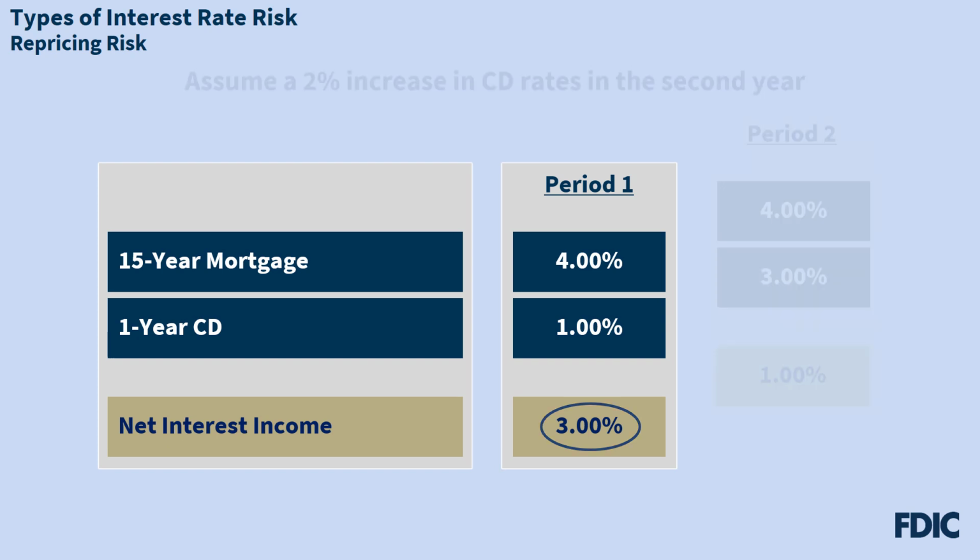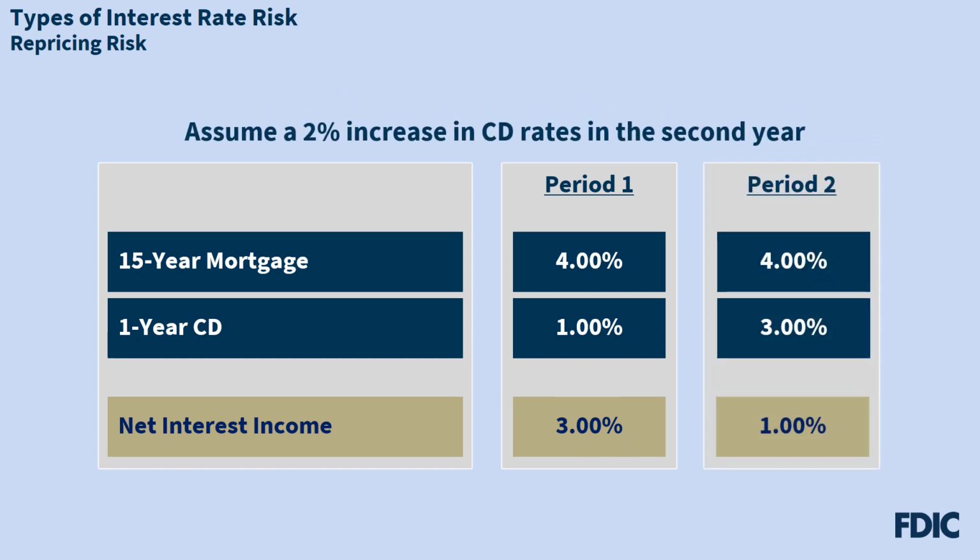Let's review what happens in year 2 if market rates rise 2%. The yield on the 15-year mortgage stays the same at 4%, but now the liability has repriced and the cost has increased from 1% to 3%, resulting in a decline in the spread.